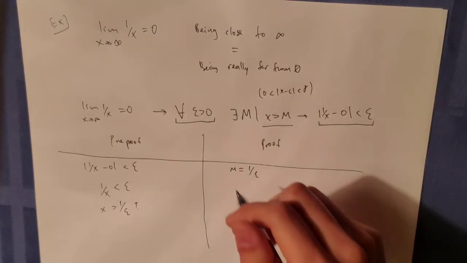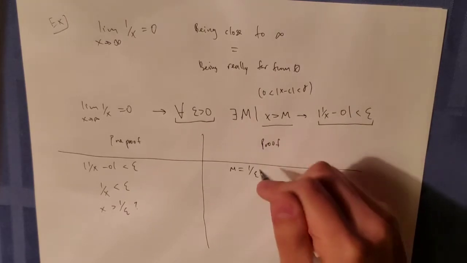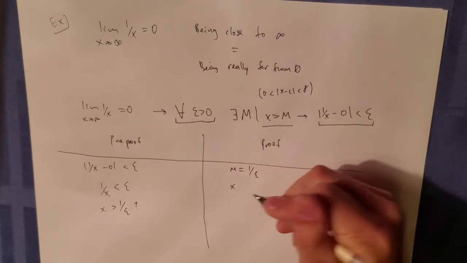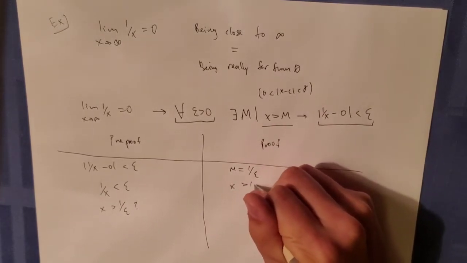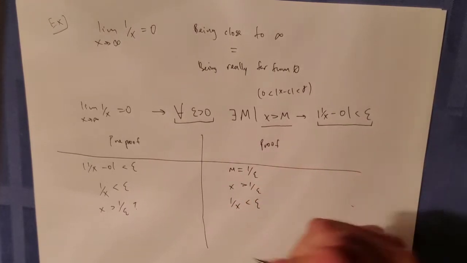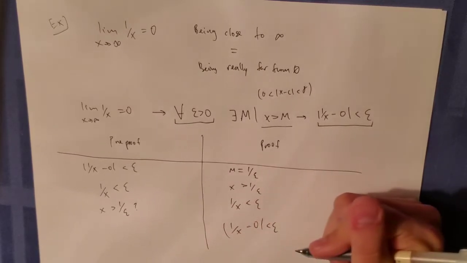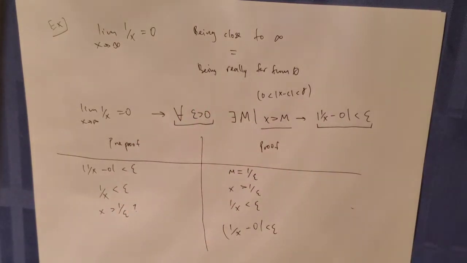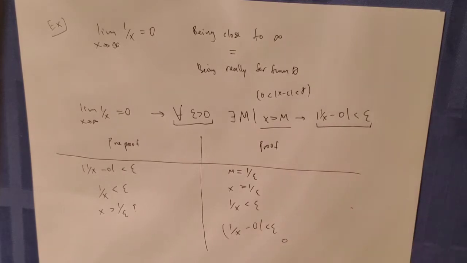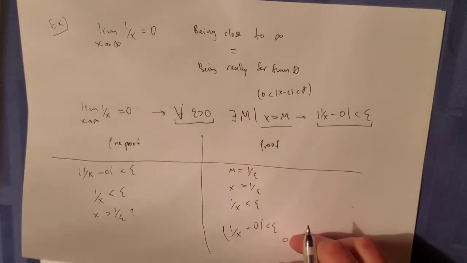Okay, so say we are given an epsilon, we will say to them that our m equals 1 over epsilon, and therefore our x will be greater than 1 over epsilon, 1 over x will be less than epsilon, and therefore |1 over x minus 0| is less than epsilon. And by the definition of limits, we have proven that the limit as x approaches infinity of 1 over x equals 0. End of proof. So that was a rather simple epsilon and m proof.